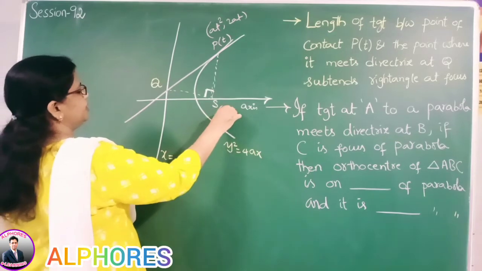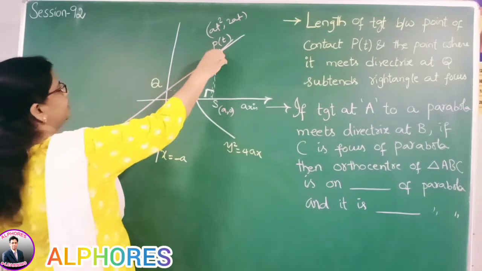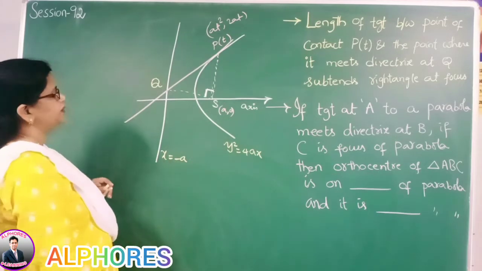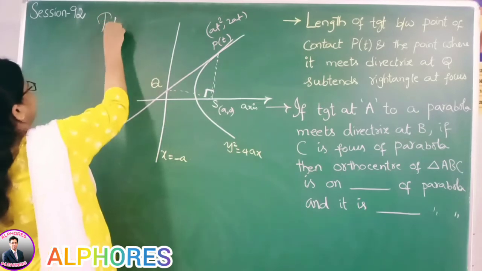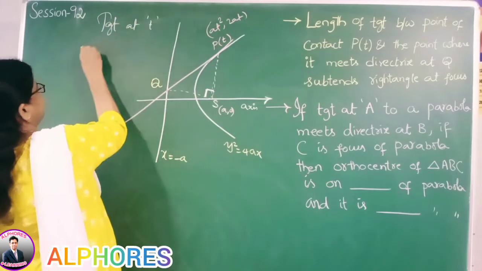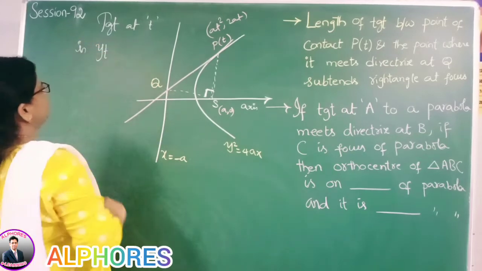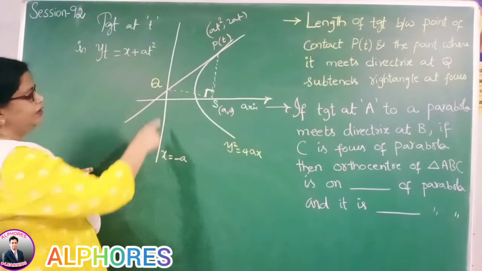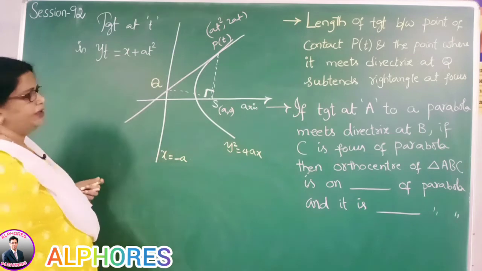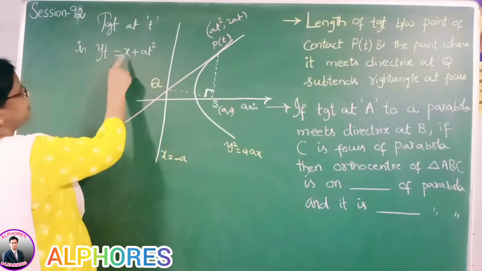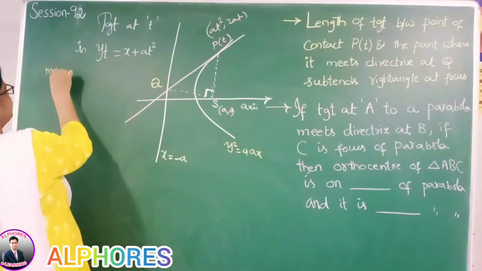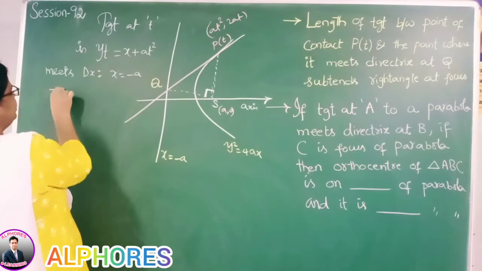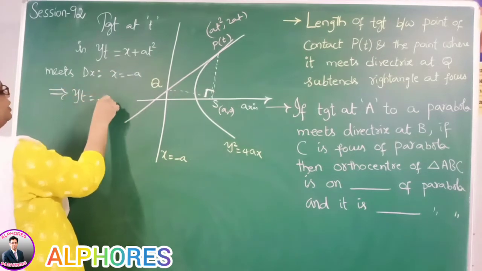Very easy again. What is the equation of the tangent? All of you know the tangent equation for this parabola: tangent at t is yt equal to x plus at square. So this, students, is our tangent. Now this tangent is meeting the directrix, that means x is minus a. For the Q value I am substituting x equal to minus a. That implies we can write yt equal to minus a plus at square.